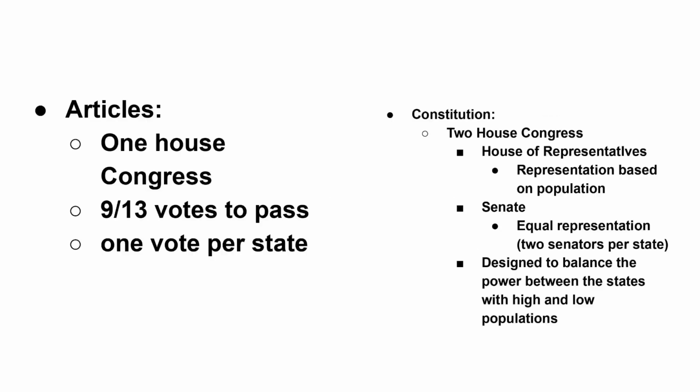Legislative branch. Under the Articles of Confederation, Congress consisted of one assembly where each state had one vote, and 9 out of 13 votes were necessary to pass legislation. Under the Constitution, the legislative branch was split into 2 chambers, the Senate and House of Representatives. In the House of Representatives, the number of representatives is based on population, and in the Senate, representation is equal for all states, with each state having 2 senators. This 2-house system was designed to balance the power between the states with high and low populations.